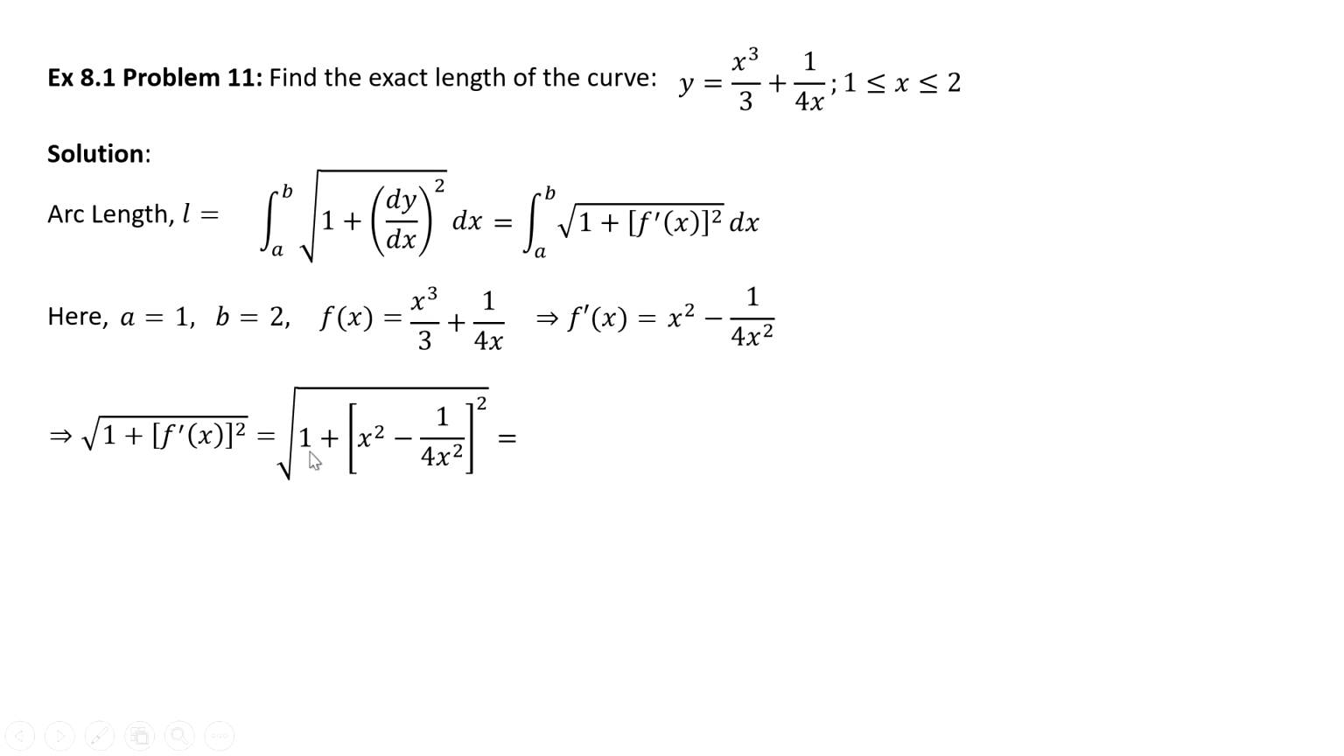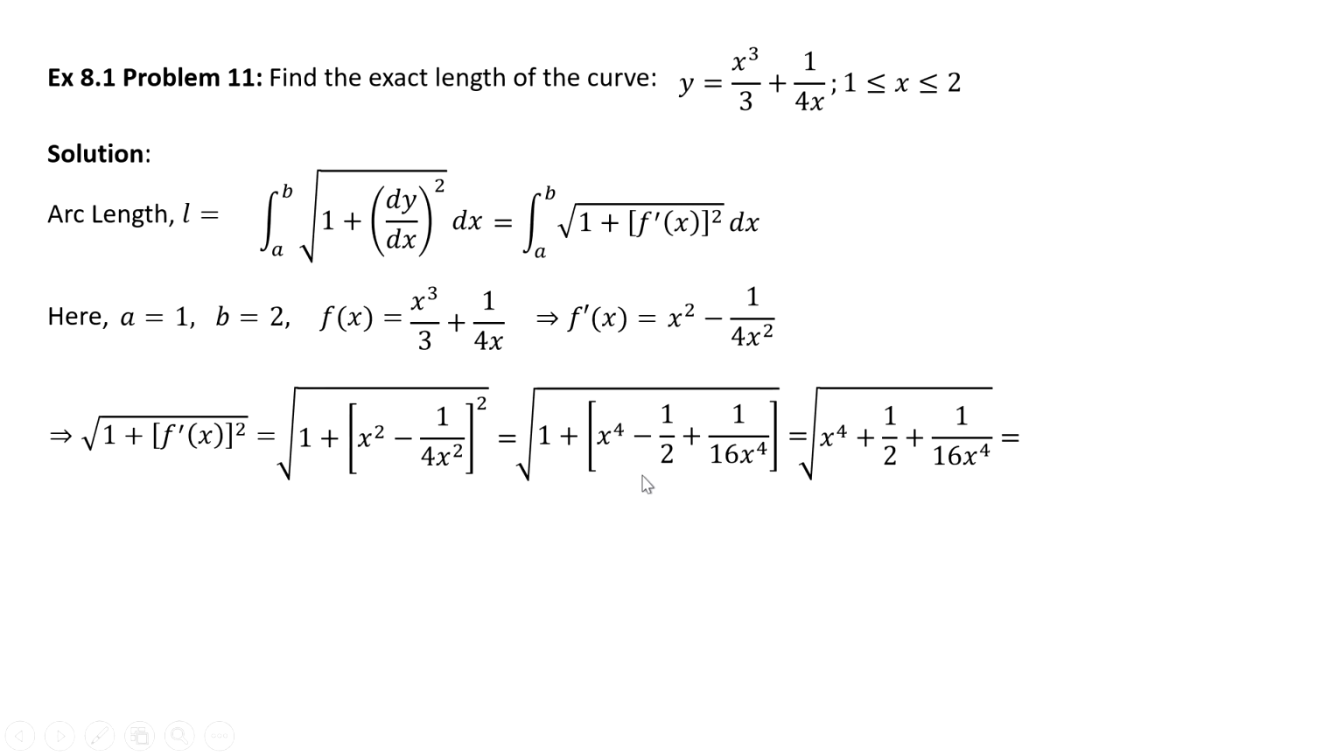So when I do that, 1 plus this quantity squared, and if you expand this out using (a minus b) squared is a squared minus 2ab plus b squared, you end up getting this. Okay, x squared, the quantity squared is x to the 4 minus 2x squared times 1 over 4x squared, which simplified turns out to be 1/2, plus 1 over 16x to the 4. But notice 1 minus 1/2 is just 1/2 plus 1/2, right? So this reduces to that.